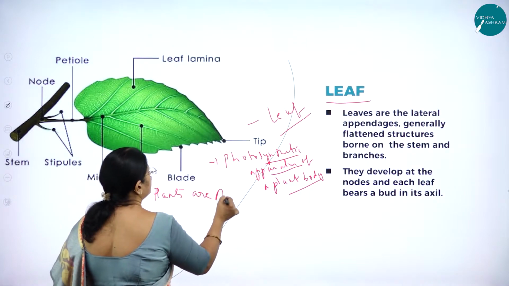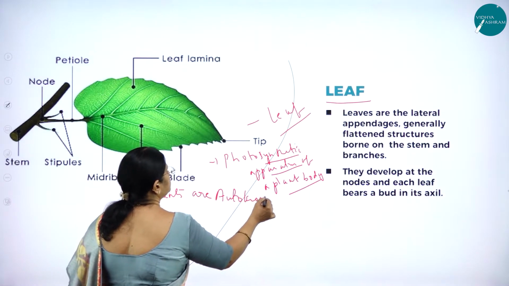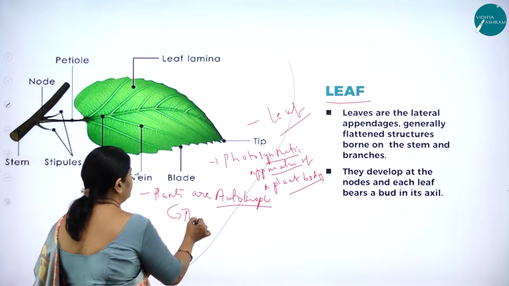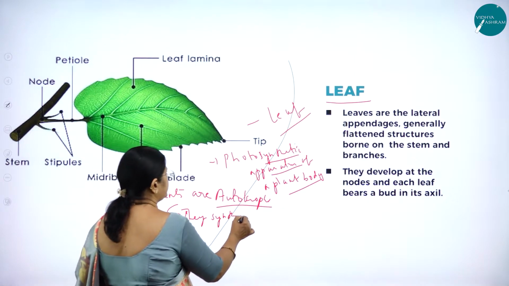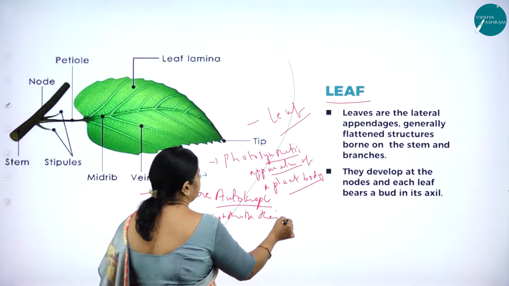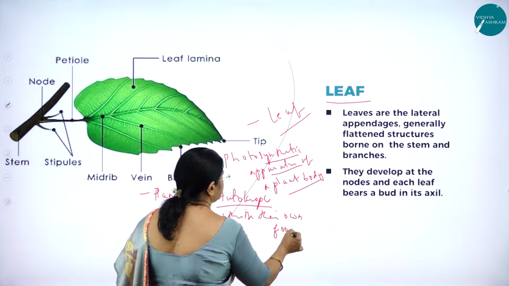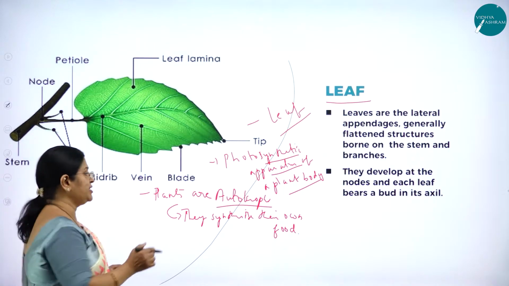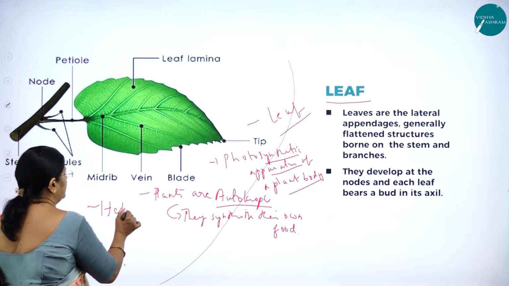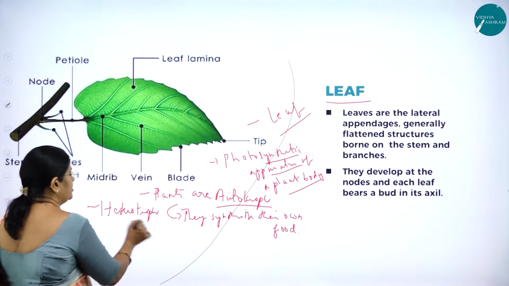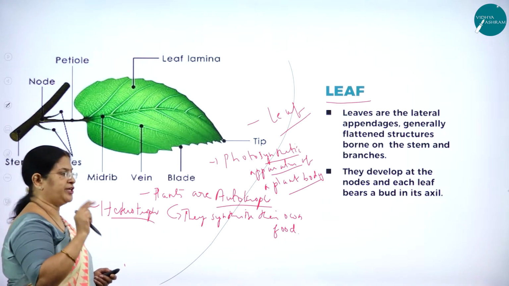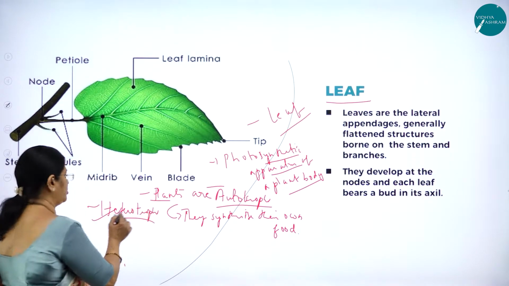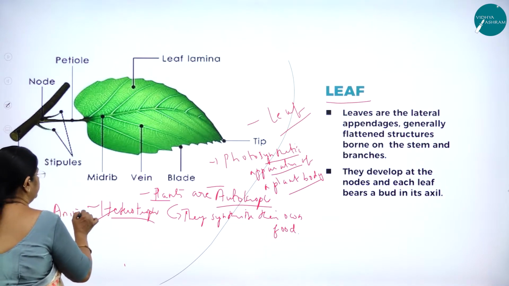Plants are autotrophs. What do you mean by plants are autotrophs? They synthesize their own food. What about animals? Animals are heterotrophs. So organisms are of two types. One called autotrophs, the other called heterotrophs. Plants are autotrophs, animals are heterotrophs.